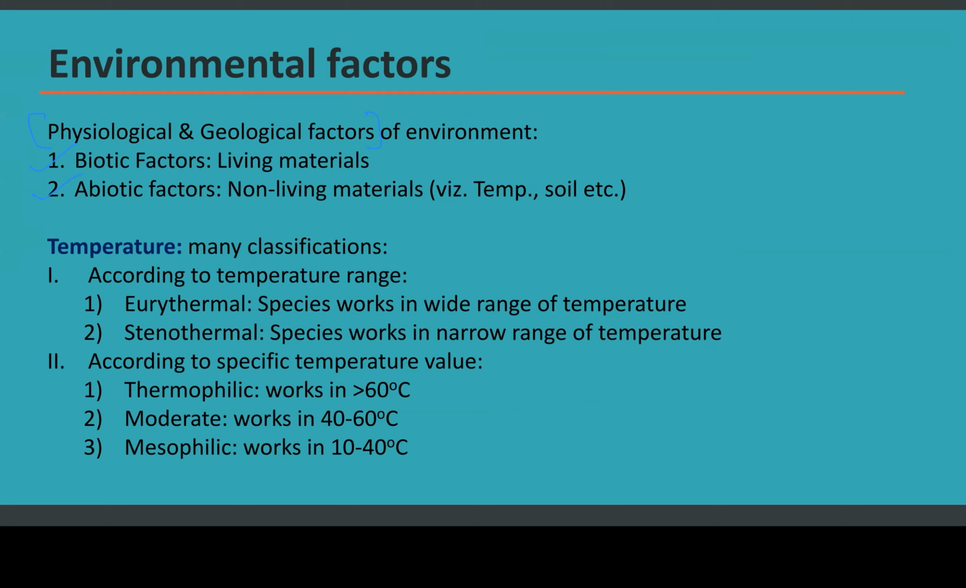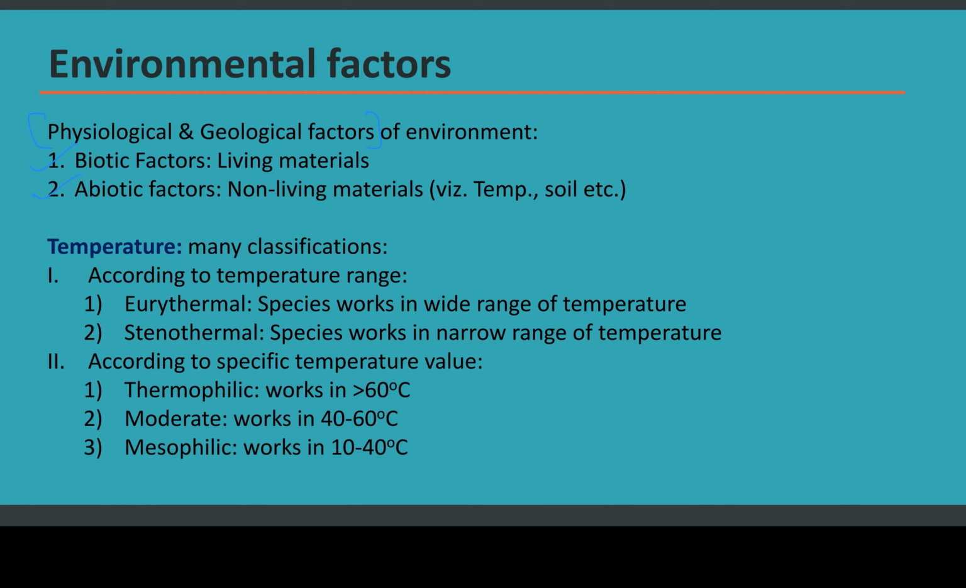Biotic factors are all the living materials or all the living organisms. Abiotic factors are all non-living materials. For example, soil, temperature, climatic conditions, wind, all these things are totally abiotic factors, which do not have living material. So all the environmental factors can be divided into two broad categories: biotic, the living organisms, and abiotic, the non-living.